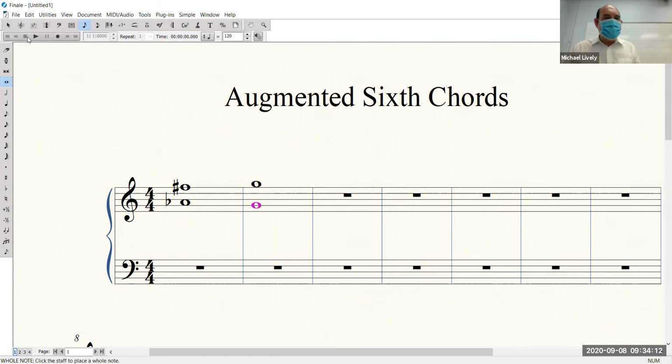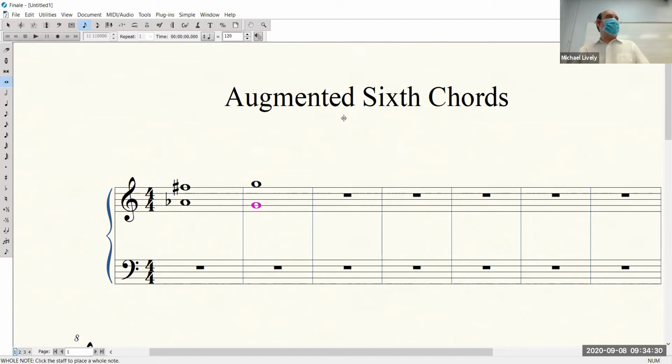Okay, but what you could almost hear is that those 2 1/2 steps are each going by voice leading. They're tendency tones going up to G. So it's a very strong way of preparing the 5 chord. Okay, so that's the augmented 6 chord.